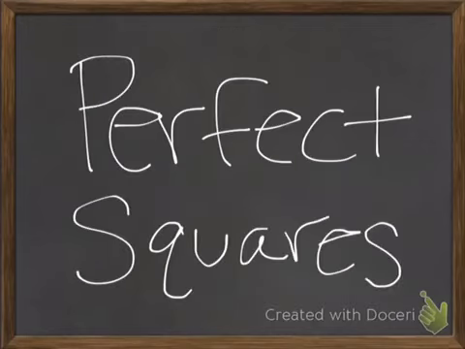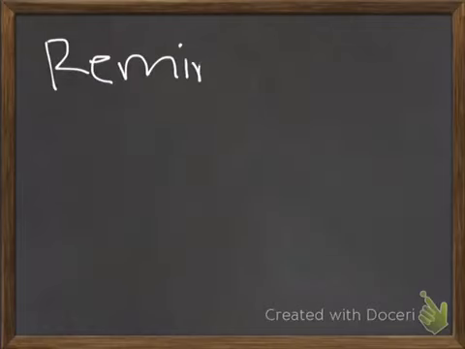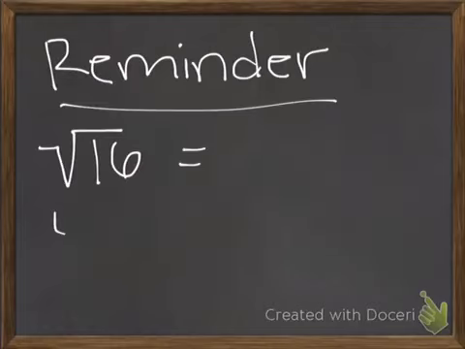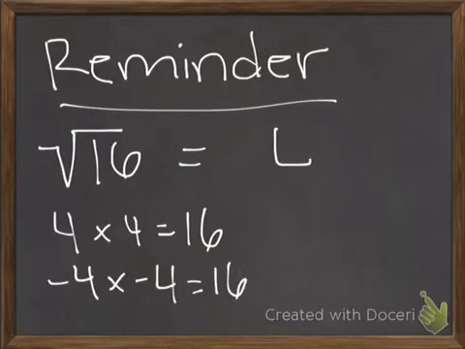Now we're going to move on to perfect squares. Here's a reminder. To simplify a perfect square, you take the radical of it and think about what times itself would equal that number. So 4 times 4 equals 16 in this example, and -4 times -4 equals 16. So the final answer would be plus or minus 4, because both would equal positive 16.